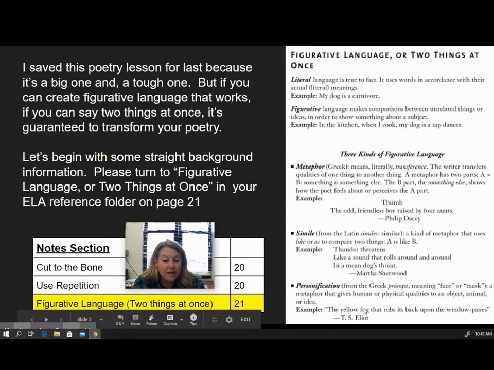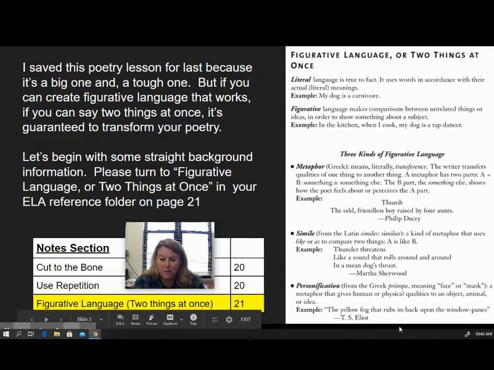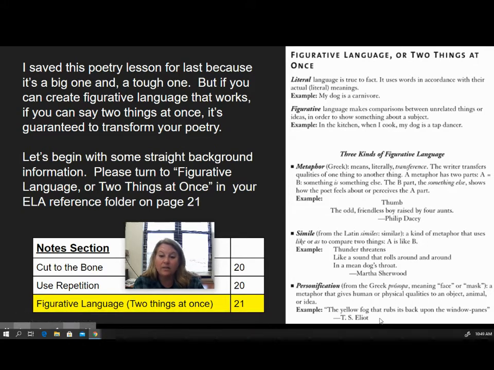So the fog itself is not an object that is alive or that we would think of as having a back to rub upon window panes in the first place. I believe T.S. Eliot was comparing it to a cat and the way that a cat creeps in, and you've seen a cat rub its back upon things and kind of move that way. And so he's describing the movement of the fog by comparing it to a cat, using personification to do so.